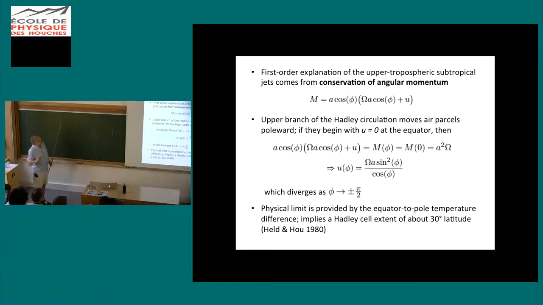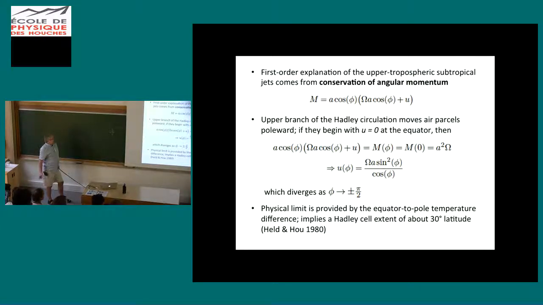But anyway, the simple explanation is conservation of angular momentum. On a rotating sphere, there's a component of angular momentum. It's just r cross v. The moment arm, if you're at some place here, is a cos(phi), where a is the radius of the Earth and phi is latitude. And the velocity is the zonal, or east-west, velocity connected with the rotation of the Earth, omega a cos(phi), plus u, which is the relative velocity. So u is the east-west flow in the rotating system. This is just r cross v, the classic angular momentum.